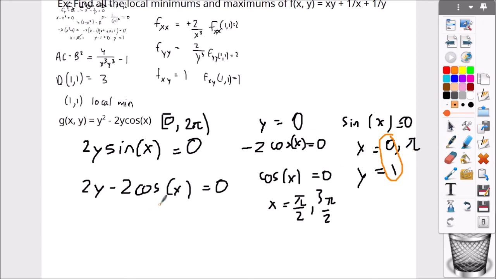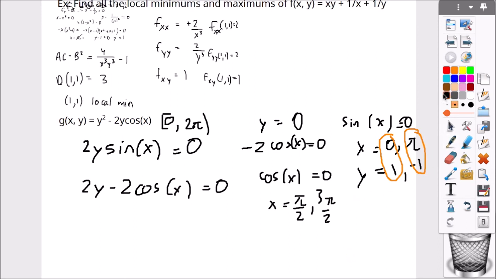And then when cosine is at pi, we have 2y plus 2 equals 0. So y is negative 1. So this is another pair. And they have to be like that. So you can have 0, 1, or pi, negative 1, or pi over 2, 0, or 3 pi over 2, 0. Those are your choices.